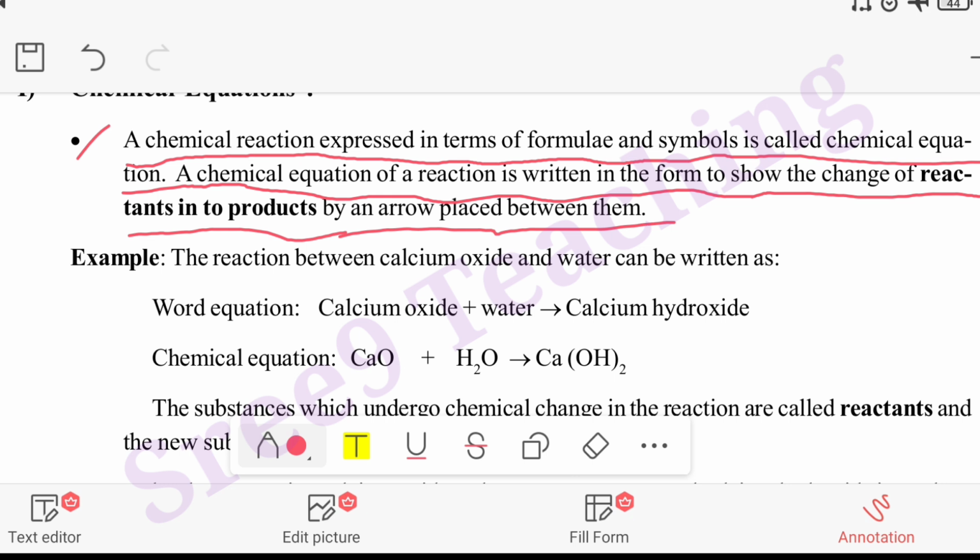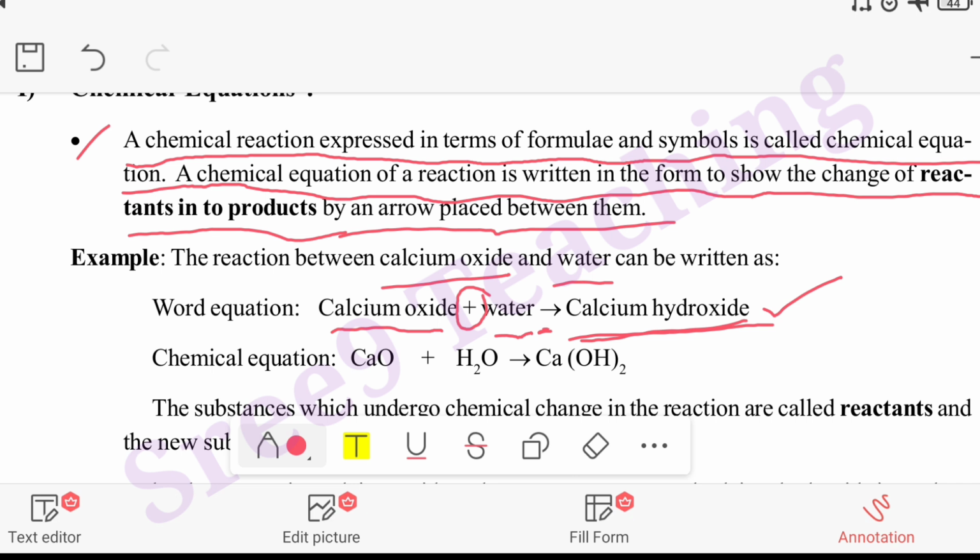Now you see the example, the reaction between calcium oxide and water can be written as a word equation. Calcium oxide is also called quicklime. When it reacts with water, it produces heat as well as calcium hydroxide. So here between calcium oxide and water, a plus symbol is there. It means that these two are combining, and the arrow shows what is going to form after combining. So here calcium hydroxide is formed, and this we wrote in the form of words.